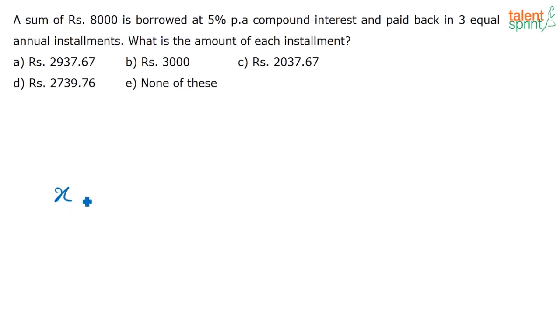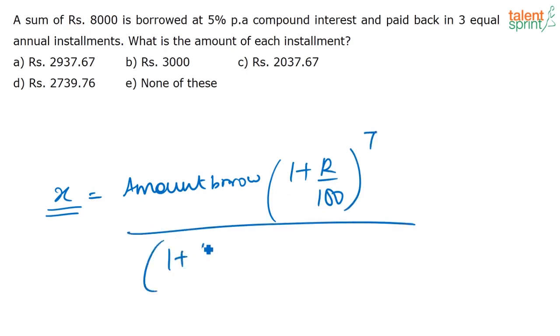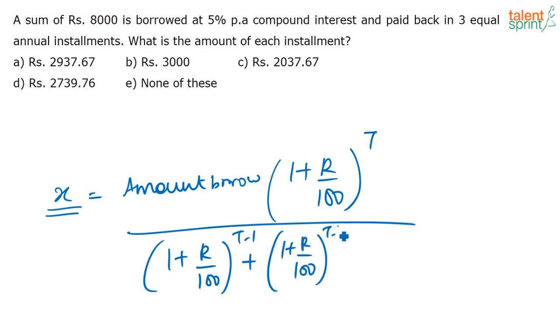If your yearly installment is taken as X, this X is written as the amount that you borrow into (1 + R/100)^T divided by (1 + R/100)^(T-1) + (1 + R/100)^(T-2) and so on, till the power becomes 0 and you take the value as 1.